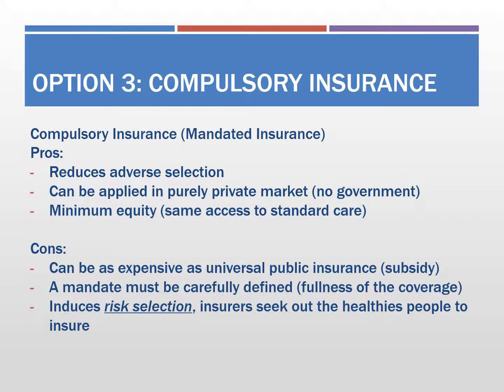Well, the cost of this type of insurance system is that this kind of policy can be as expensive as the universal public insurance. That means the public cost of having this type of insurance system might not be as much of a cost saving compared to the universal public insurance, because most of the time the government will have to subsidize the insurance companies in order to get most of the people on board.